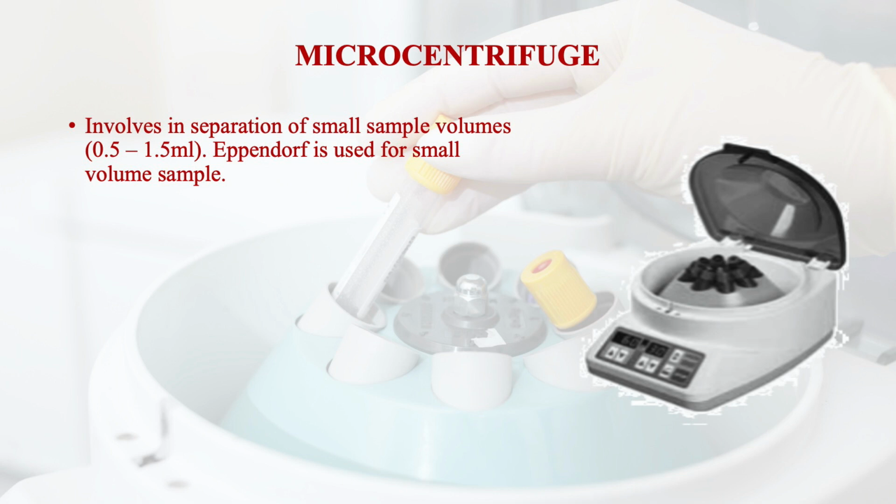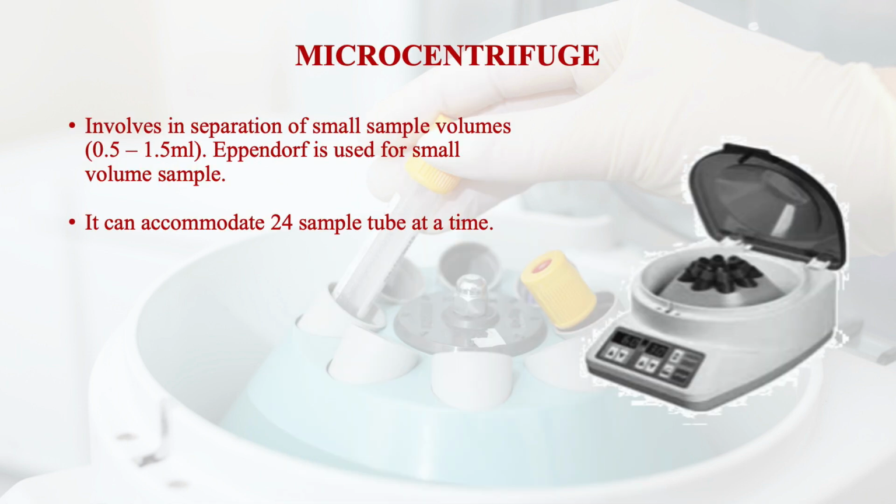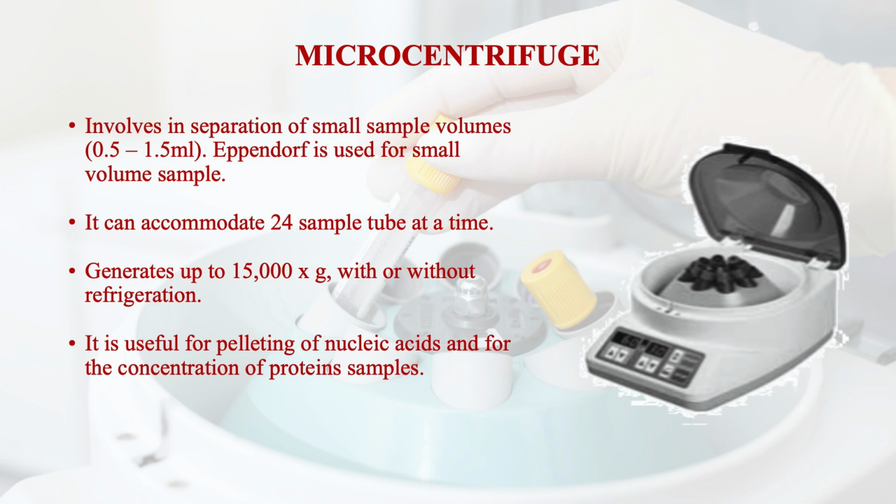We can separate a small sample, in the range of 0.5 to 1.5 ml, generally in an Eppendorf tube that contains the small volume sample. This microcentrifuge can accommodate 24 Eppendorf tubes at one time, and it can generate up to 15,000 G with or without refrigeration. It is useful for pelleting of nucleic acids and for the concentration of protein samples.